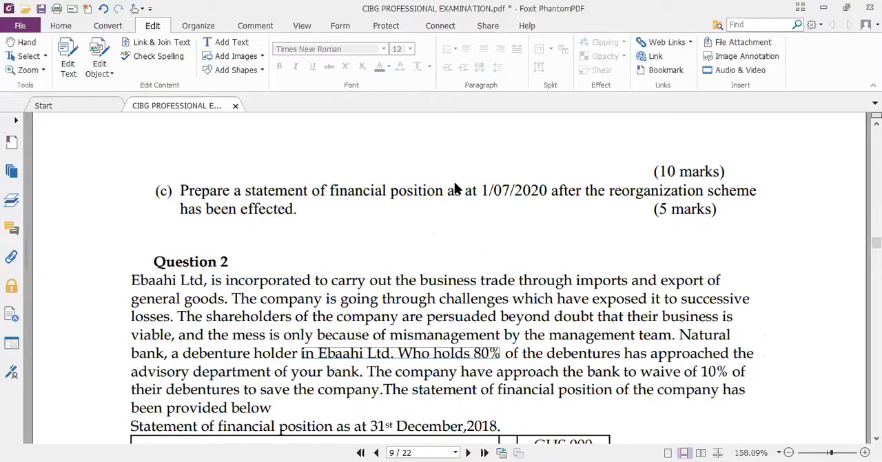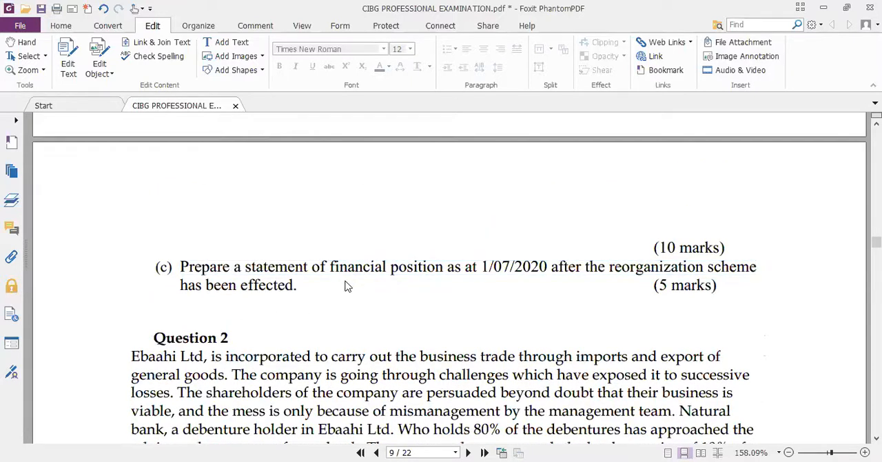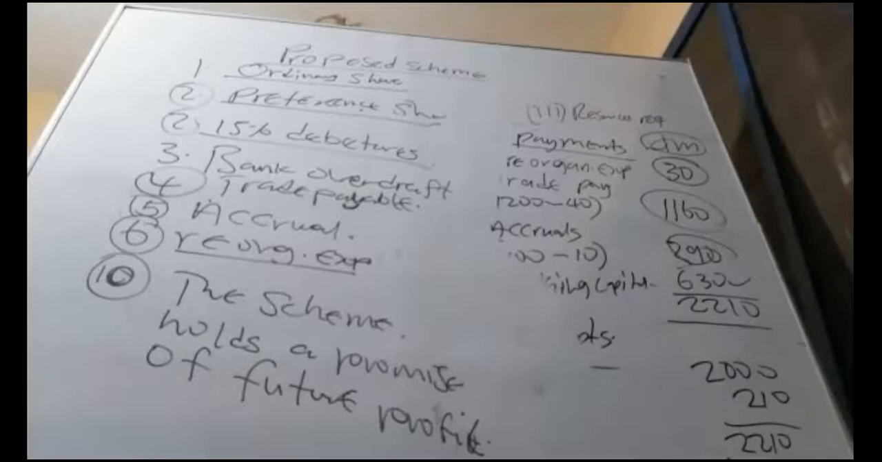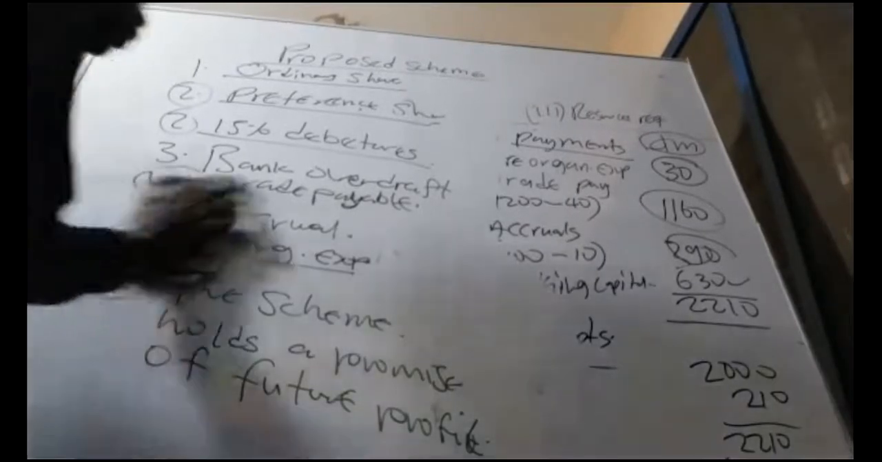Prepare statement of financial position just after the reorganization scheme has been affected. So we call it the resultant statement of financial position, the result of the scheme. That one is straightforward. The answer is already there, so you just walk through them and you're done.